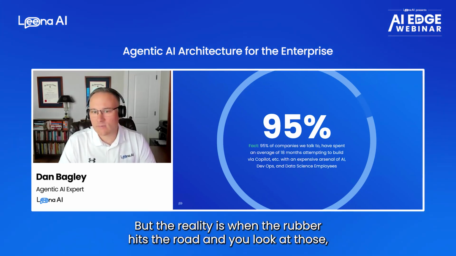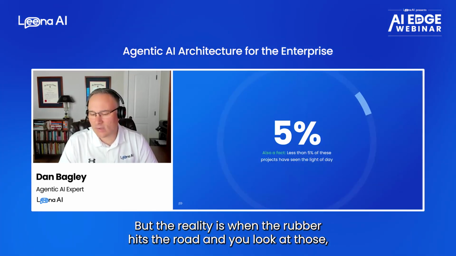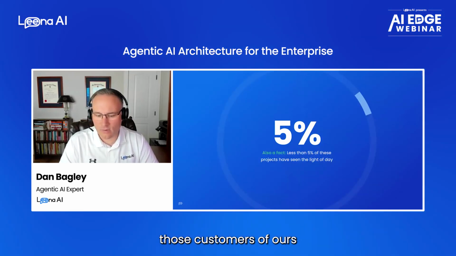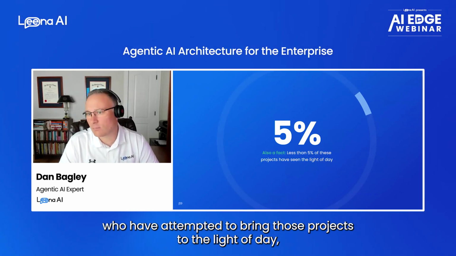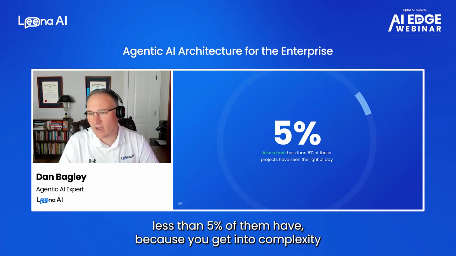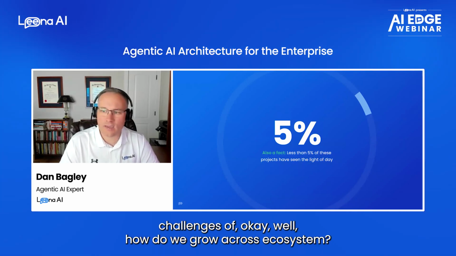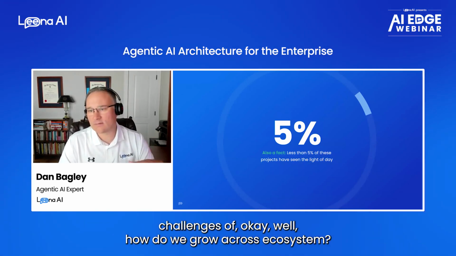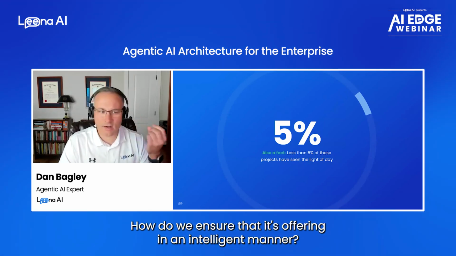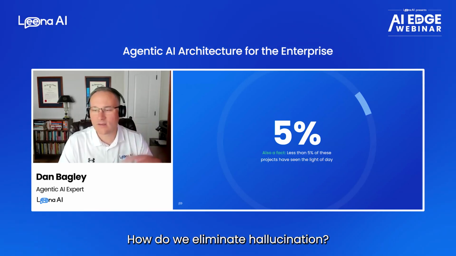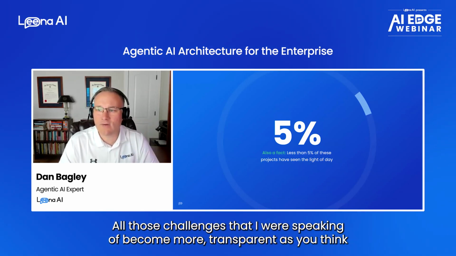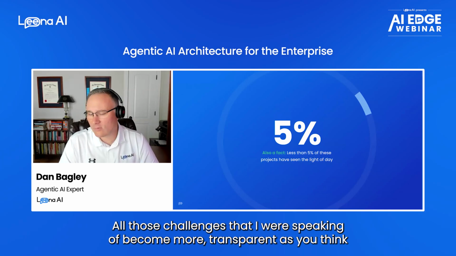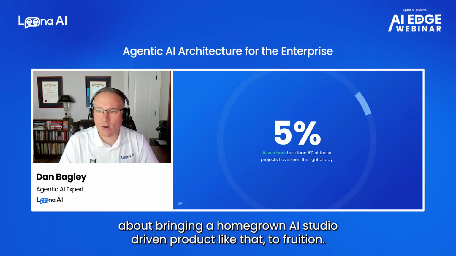But the reality is, when the rubber hits the road, and you look at those customers of ours who have attempted to bring those projects to the light of day, less than 5% of them have, because you get into complexity challenges of, okay, well, how do we go across ecosystem? How do we ensure that it's offering in an intelligent manner? How do we eliminate hallucination? All those challenges that I was speaking of become more transparent as you think about bringing a homegrown AI studio driven product like that to fruition.